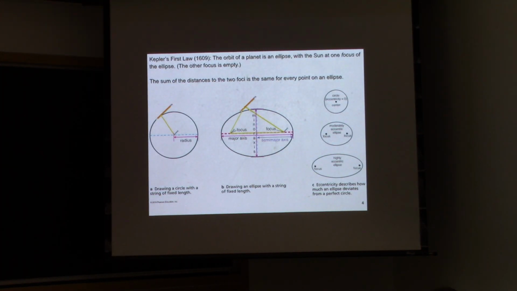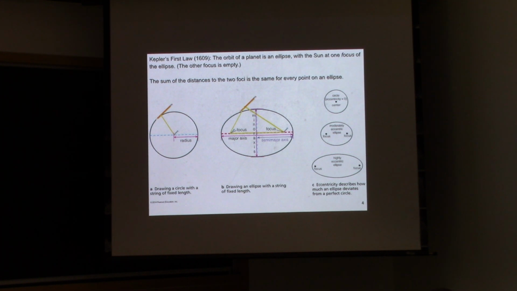Kepler figured out what planets do. Later on, Newton, with his theory of gravity, was able to explain Kepler's laws. Kepler's laws are a consequence of Newton's laws of motion plus his law of gravity. But for now, we'll stick with the what, and later we'll get to the why. So Kepler's first law, which he published in 1609 in a book called Astronomica Nova. What's nova mean? New. Yeah, so Astronomica Nova is like the new astronomy, right?